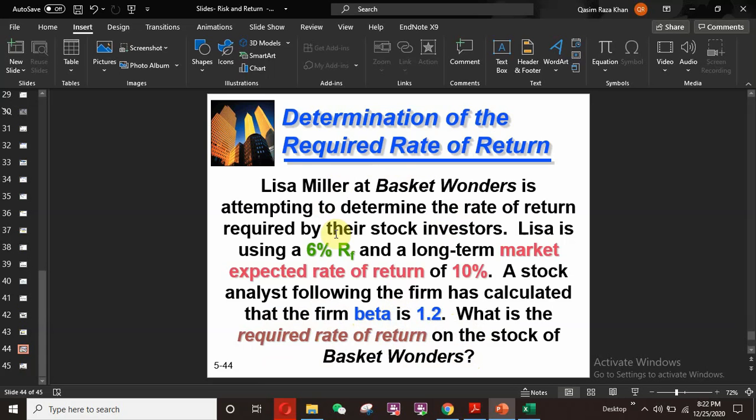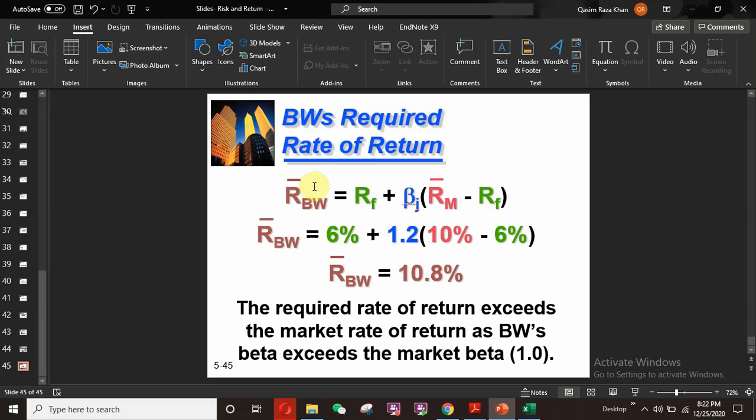Here is some information about the investment plan. The first one is Rf is 6% and the market expected rate of return Rm is 10% and the beta of the firm is 1.2. So what is the required rate of return on the stock of Basket Wonder? R_BW = Rf + beta (Rm - Rf). So we will use this equation to calculate the required return. R_BW = 6% + 1.2 (10% market return - 6%). So R_BW is 10.8%.